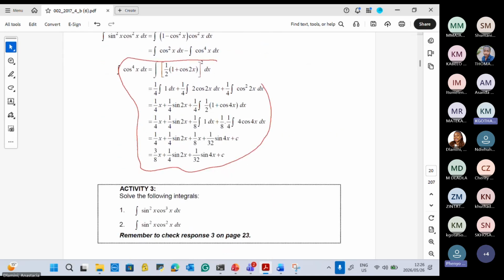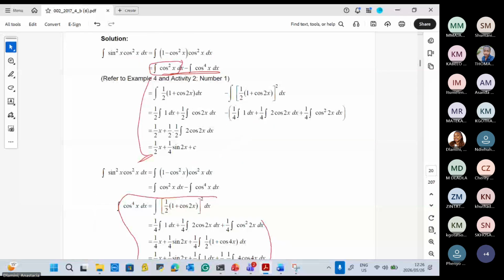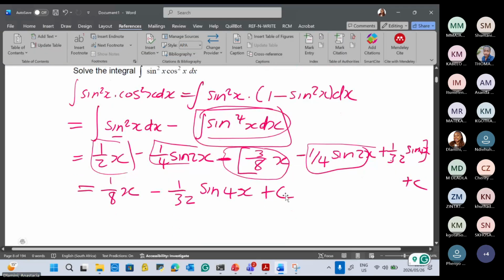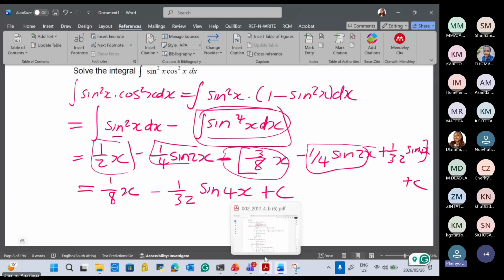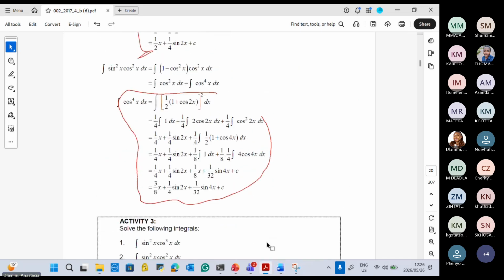Yes, ma'am, for the most part. Can you go back to your answer? Yeah, it is a long step. Can you go back to your answer? Ma'am, did I miss something? With this one, it's 1 over 8 with yours. And on the example it is 3 over 8. It's not 3 over 8.